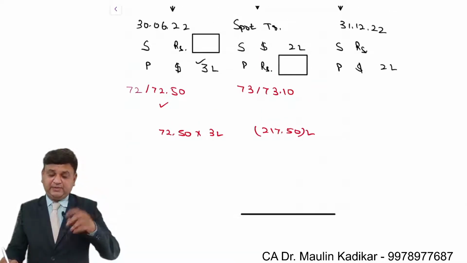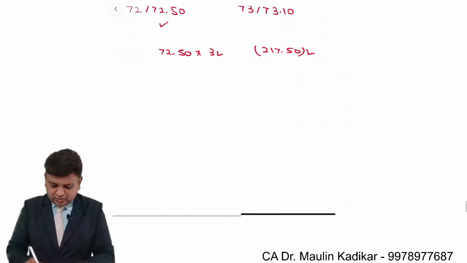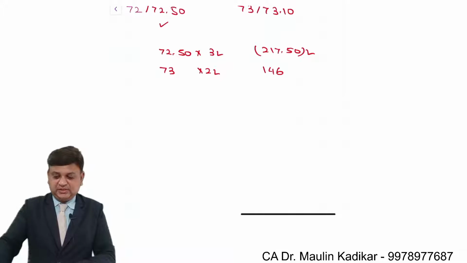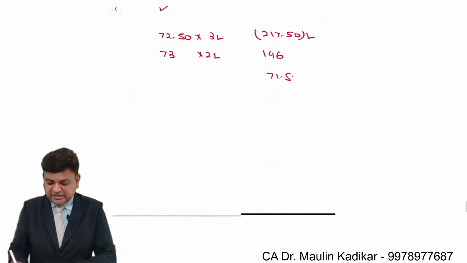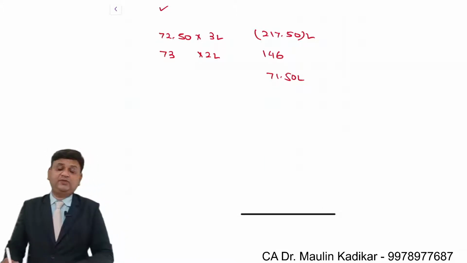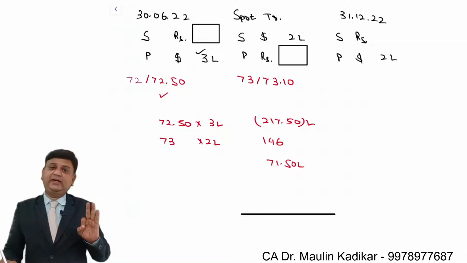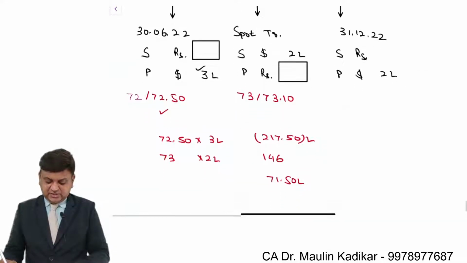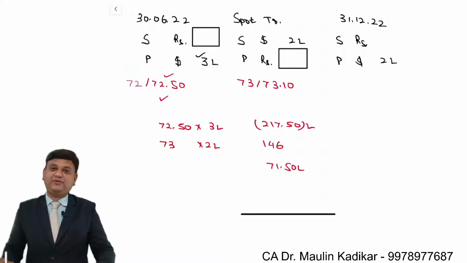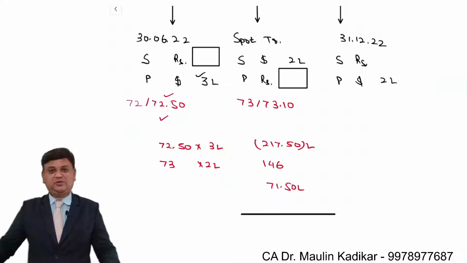Now sell dollar and purchase rupees. So 2 lakhs into 73, that is 146 minus 217.5. So what will happen, dear students? Effectively 71 lakh 50,000 is the rate at which you are purchasing 1 lakh dollar. If at all you would have entered into simply the forward contract for purchasing 1 lakh dollar, then in that case you would be having a cost of 72 lakh 50,000, and you can see that now it is reduced to 71 lakh 50,000.